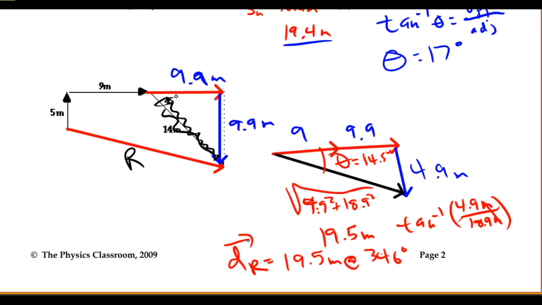Okay, so that's how you would add and work together with components and breaking down into components. You didn't have to draw anything to scale. Everything was figured out mathematically. And that's the end of guide sheet number 4.